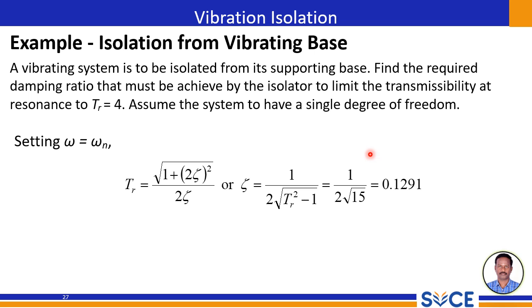From that, we can further extend and calculate the required natural frequency or masses, anything we can identify from this. So this is a very simple problem we already solved, that is, the damping ratio is 0.1291, which is the required damping ratio to achieve the isolation according to this problem.